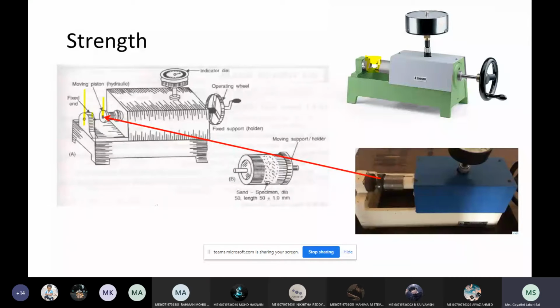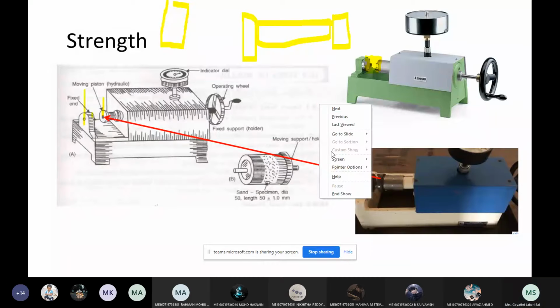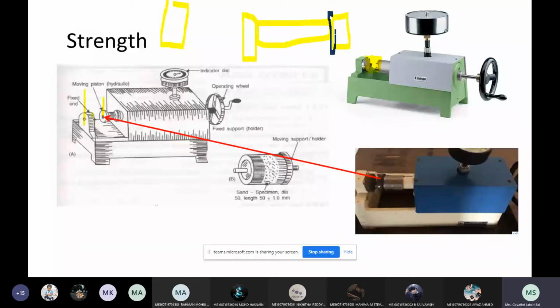The one which I am coloring is the test specimen. Horizontally, you will put the test specimen. So you will be putting the horizontal test specimen. One will be the fixed end, and the other one will be the movable piston. To this movable piston, you will be having an adapter. One minute, I'll just choose another color. Okay, so there will be an adapter fixed to this. This is an adapter, and this is a movable piston.